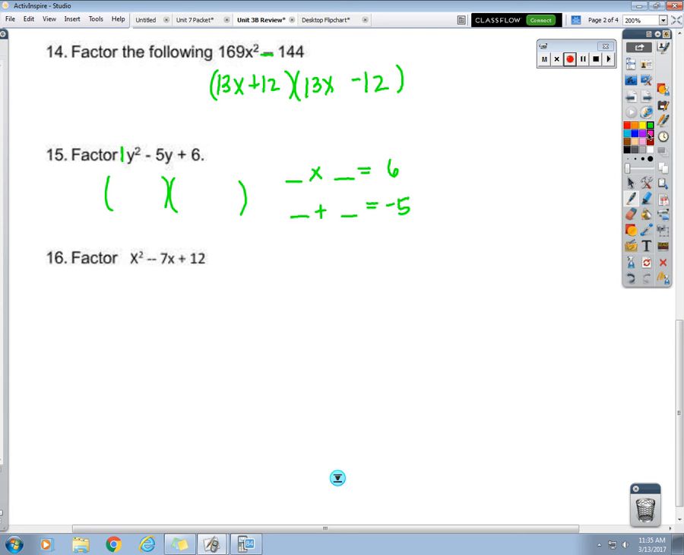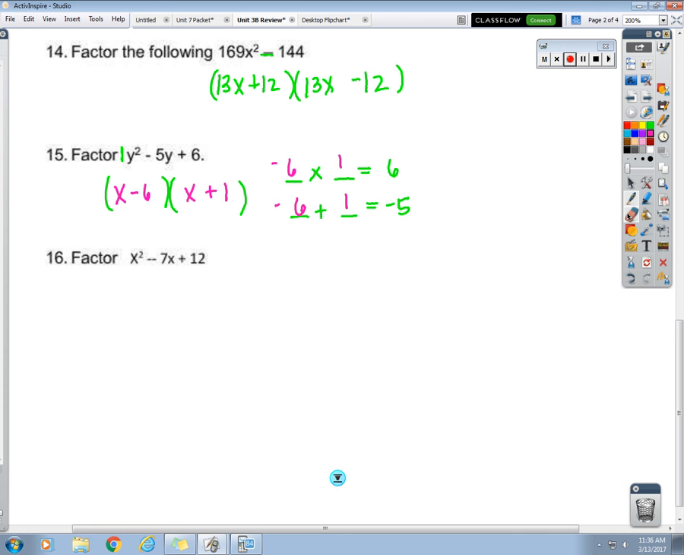What numbers will do that? Okay, 6 and 1 are our numbers, but what kind of 6 and 1? Negative 6. Because look, when you add them, you want it to stay in the negative, so the bigger number of the two needs to be the negative. So your factors are x minus 6, x plus 1. Okay, go ahead and try 16, and I believe 17 is the same type also.